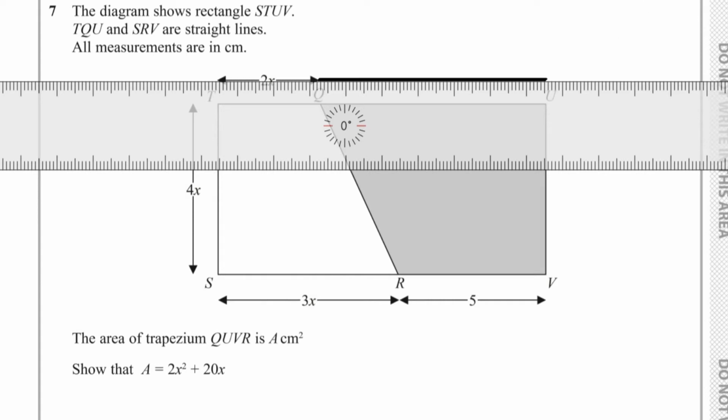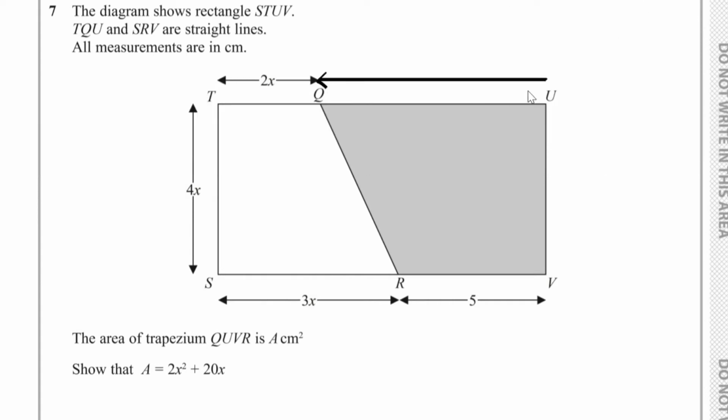Here we have a total length of 3x plus 5, and we are subtracting from that 2x. So that means what we are left with is 1x plus 5. So here we have x plus 5. X plus 5 plus 2x is 3x plus 5. Opposite sides of a rectangle are equal.